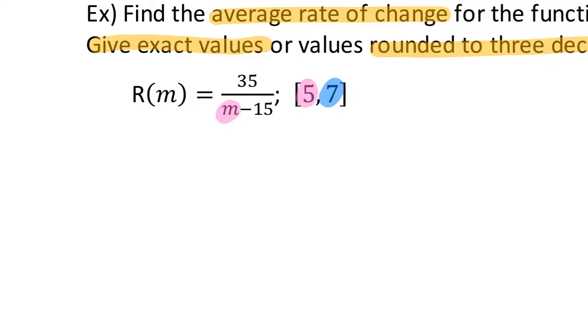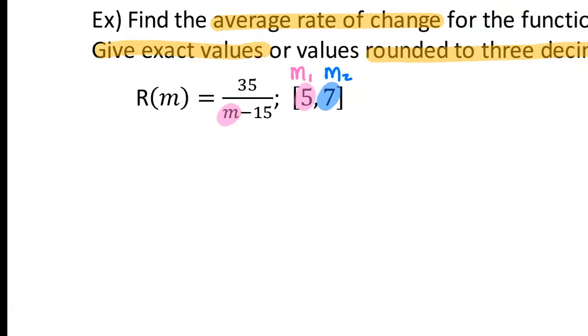So it would be like m1 instead of x1, but it's the same thing. I don't care if you use x. You could say x1 and x2. And then this one would be your m2 value. So everywhere you see an m, you're going to plug in the 5 and the 7, okay?